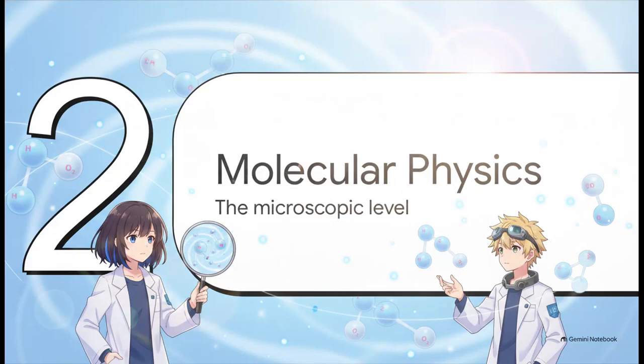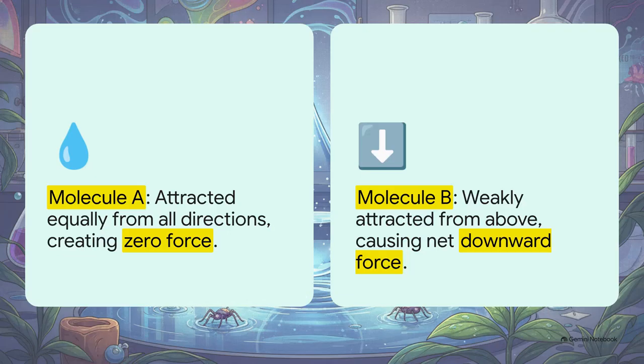Moving on to part two, molecular physics. Let's zoom way in and look at a tale of two molecules to see why this happens. Molecule A is sitting perfectly happy deep inside the bulk of the liquid. It's completely surrounded by other water molecules on all sides, meaning it's pulled equally in absolutely every direction. The net force? Zero. But now look at molecule B, perched right at the water-air interface.